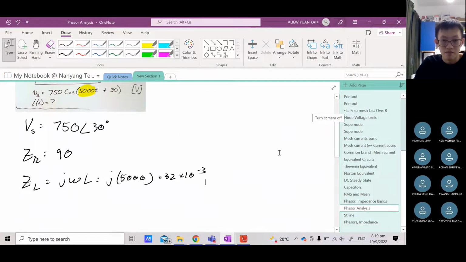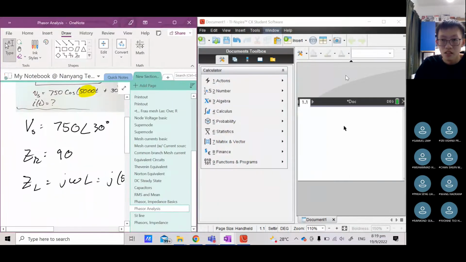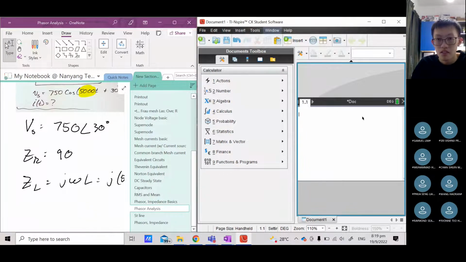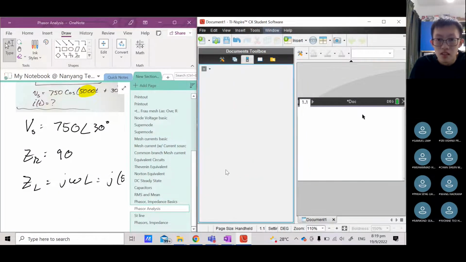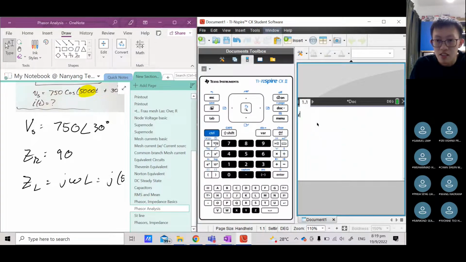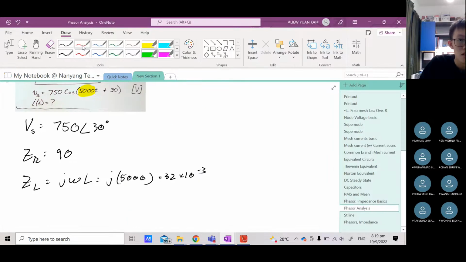Now let us compute this using our calculator. So J is given by I times omega, which is 5,000 times 32 times 10 to the power of -3. So we get 160J. So this is actually ZL is given by 160J.